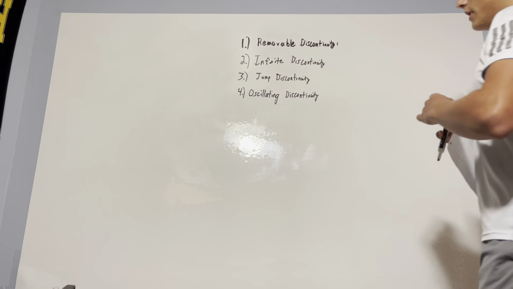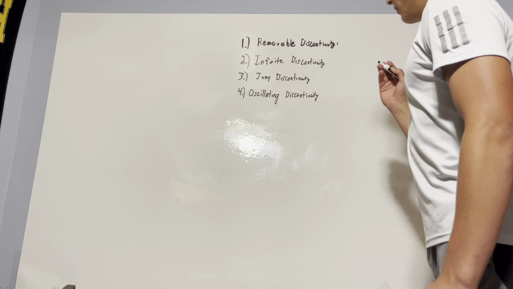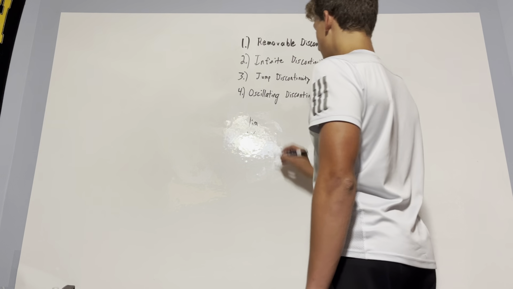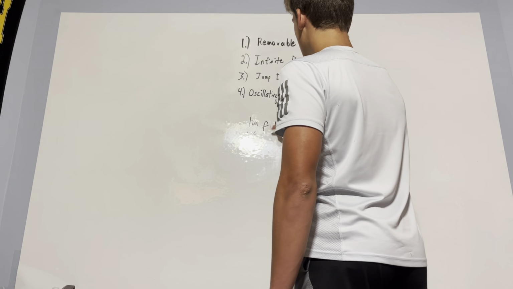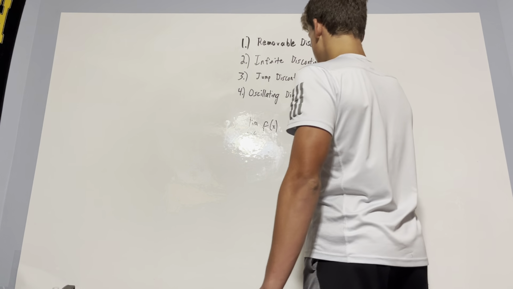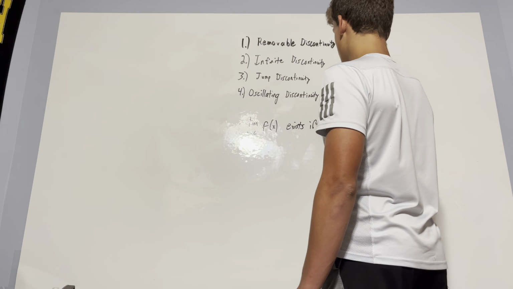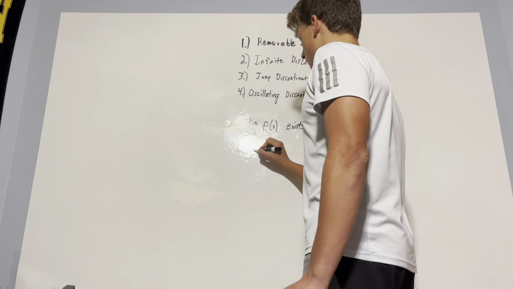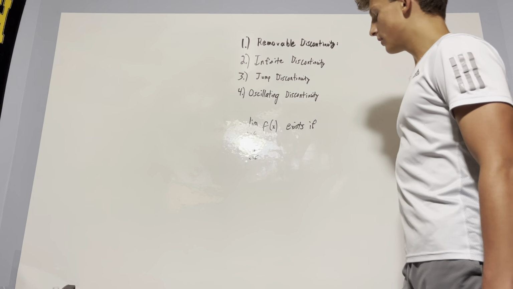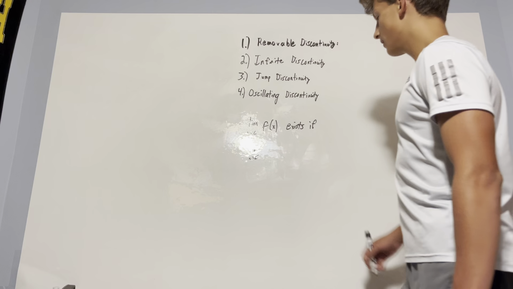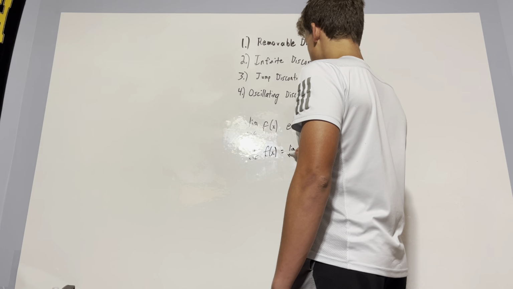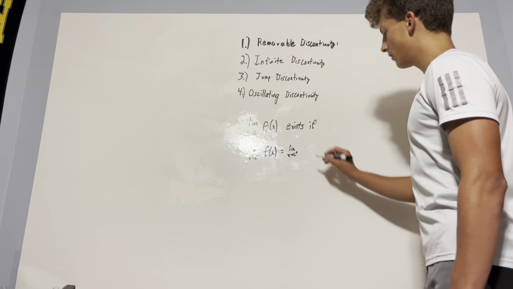So now to actually define a limit, we'll say the limit as x approaches c of f of x will exist if the limit as x approaches c from the left, and this minus means from the left, of f of x is equal to the limit as x approaches c from the right of f of x.